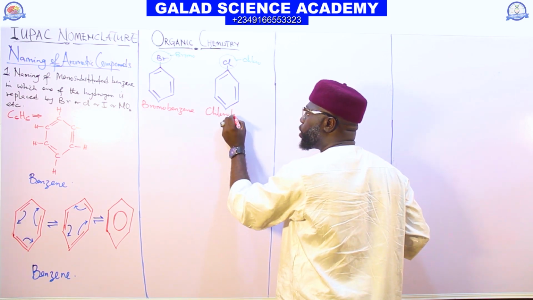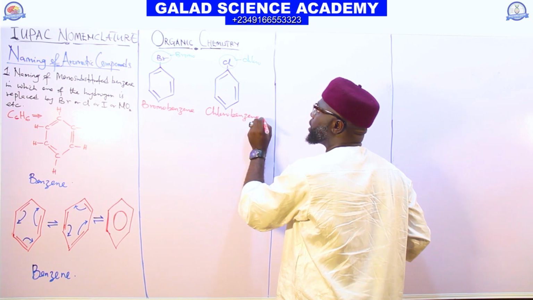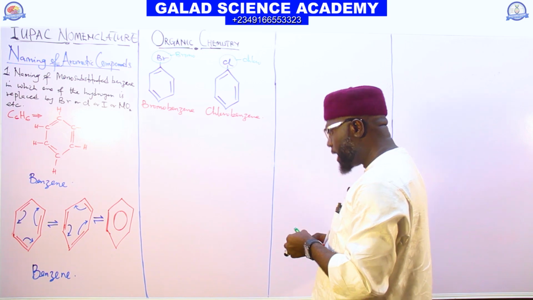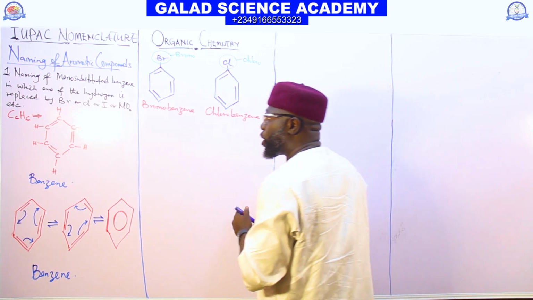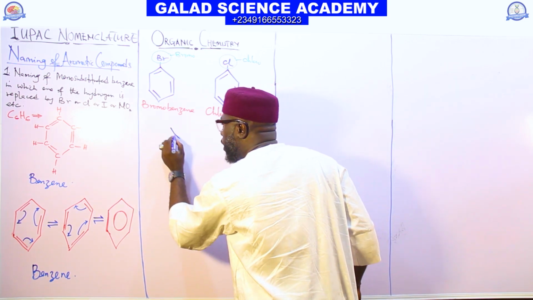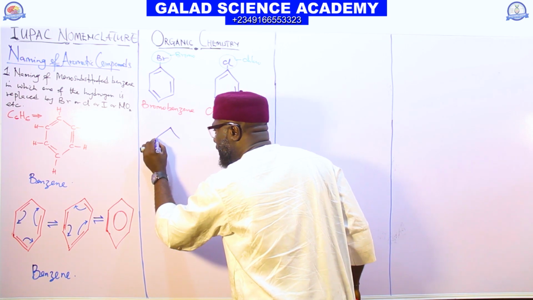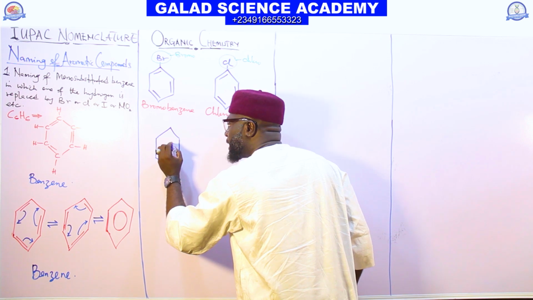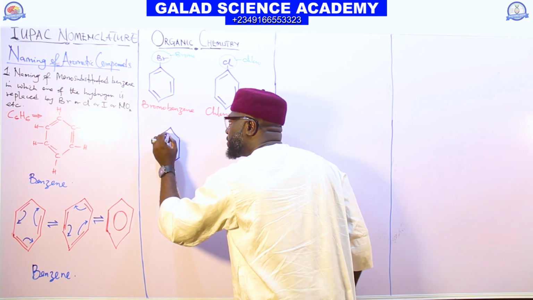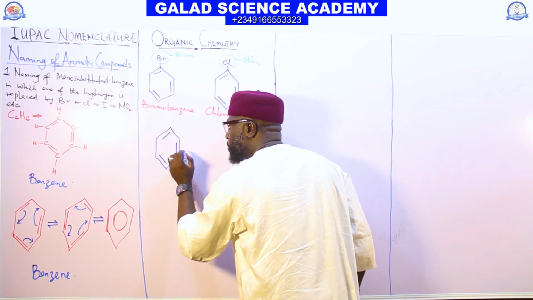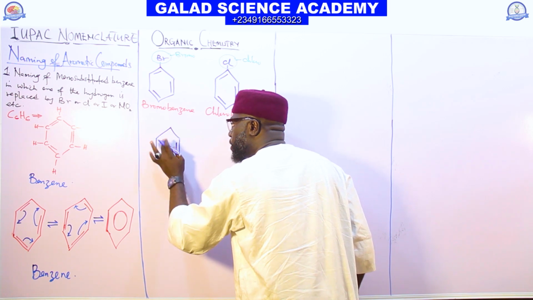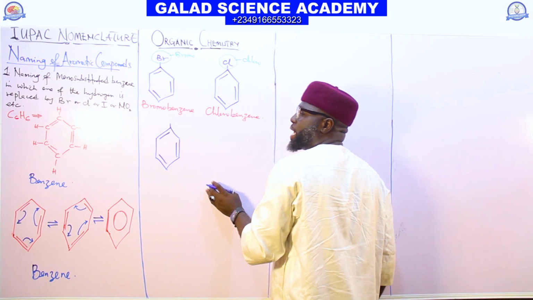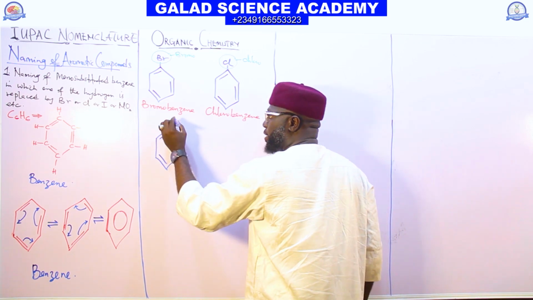Chlorobenzene. But another one is if we have a compound of benzene in this form, like this, and I put... Let me use F. Or I've used both chloro.